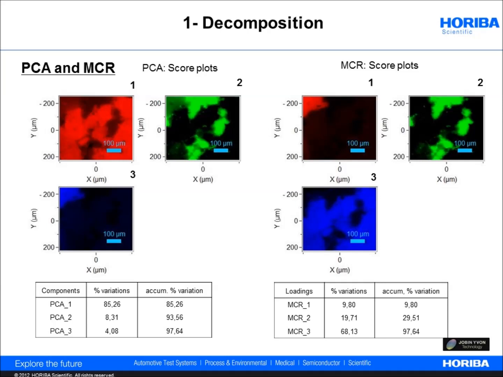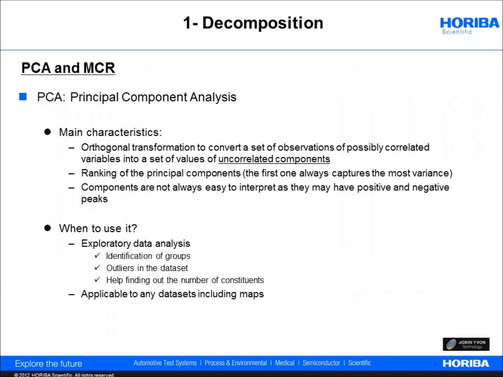We can note that they are ranked from the most important one to the least important one in the case of the principal component analysis, and that is not true for the MCR decomposition. This is one of the main characteristics of PCA, to rank the principal components according to their importance. Principal component analysis is probably the most popular algorithm to perform decomposition of a given dataset. It involves an orthogonal transformation to generate uncorrelated and independent principal components.